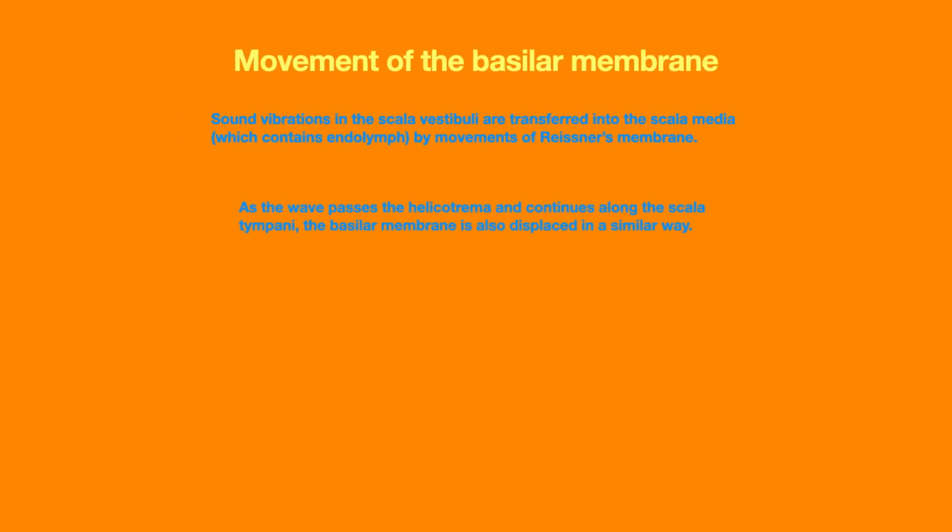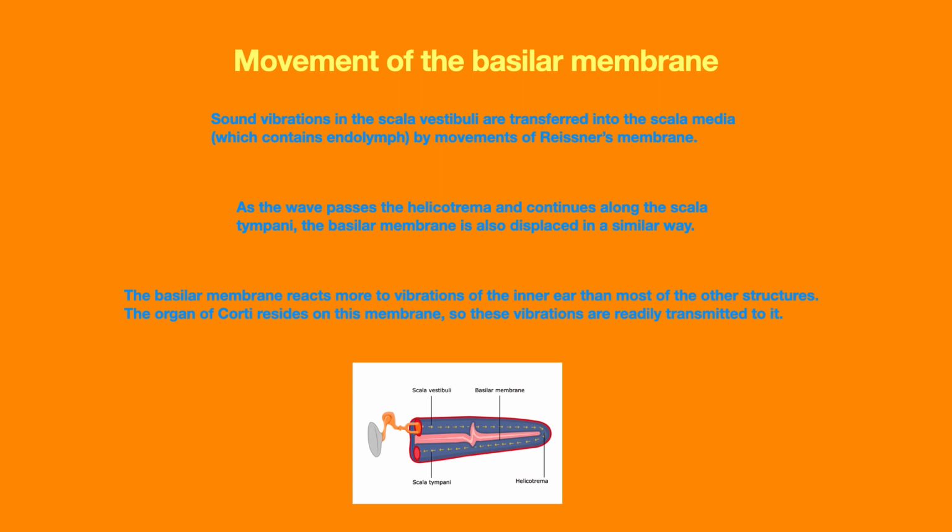Sound vibrations in the scala vestibuli are transferred into the scala media, which contains endolymph, by movements of Reissner's membrane. As the wave passes the helicotrema and continues along the scala tympani, the basilar membrane is also displaced in a similar way. The basilar membrane reacts more to vibrations of the inner ear than most of the other structures. The organ of Corti resides on this membrane, so these vibrations are readily transmitted to it.